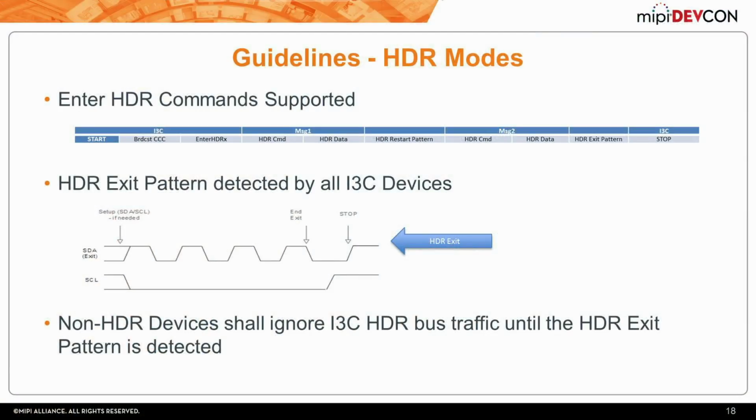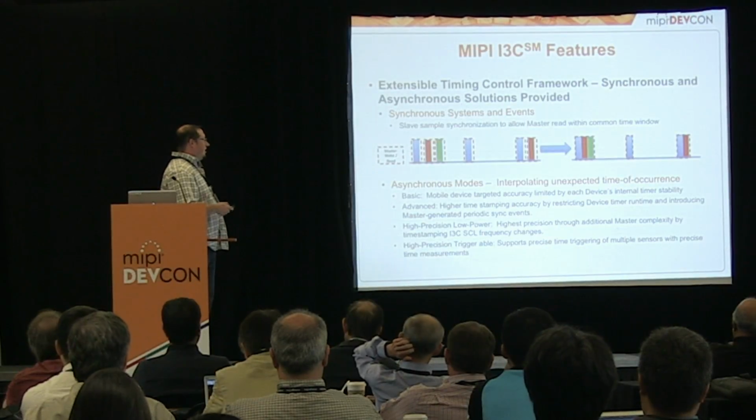Important ones. Well, enter HDR commands need to be supported. So every I3C slave device needs to recognize the enter HDR command and determine, okay, it's a mode that I support or I don't support it. If you do not support it, again, you need to look for the exit HDR pattern and then the stop condition that follows. So all the devices will need to do that. As I mentioned, non-HDR devices will have to ignore the bus traffic until then.